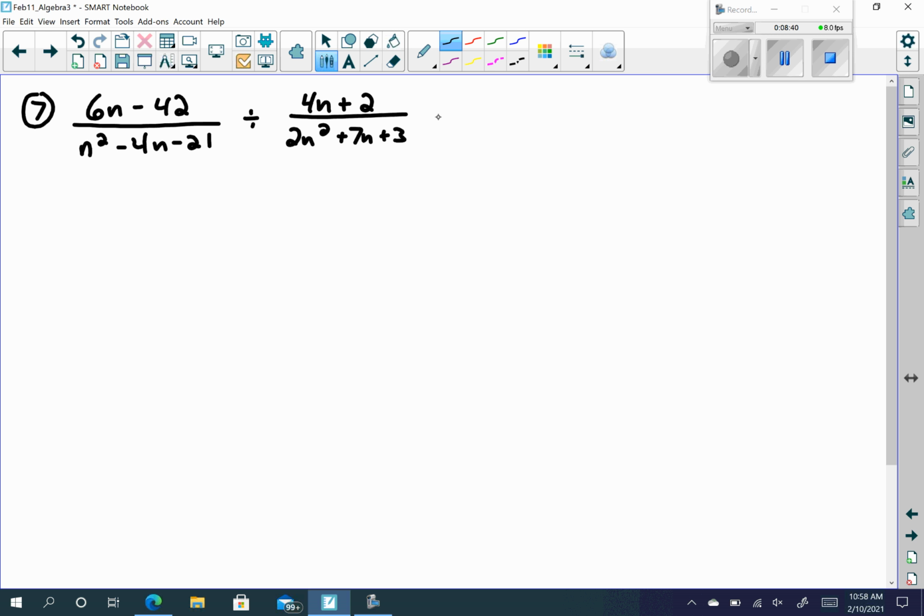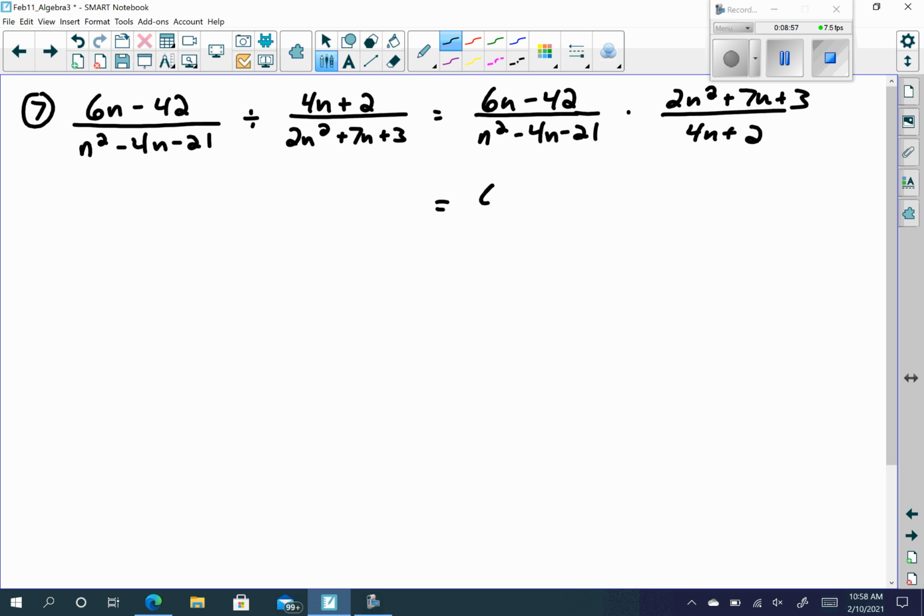Another division problem here with number 7. So I'm just going to go ahead and start by multiplying by the reciprocal here. And now we'll go through and factor. GCF of 6 in my first numerator, and minus 7 is left. First denominator can factor into n times n, and we'll use 7 and 3. To get a negative 4, I want a minus 7 plus 3.